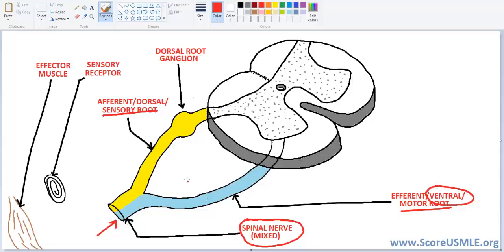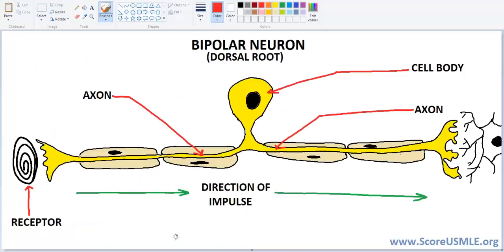The blue root is the motor root, while the sensory root is always dorsal or posterior. Now talking about the sensory root, we need to see what kind of a neuron lies in the sensory root. Now, this is a bipolar neuron that lies in the dorsal root of the spinal nerve. What is so special about it? It is bipolar. It has two axons.